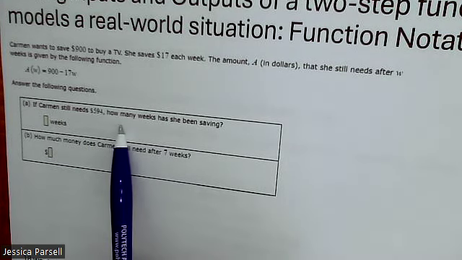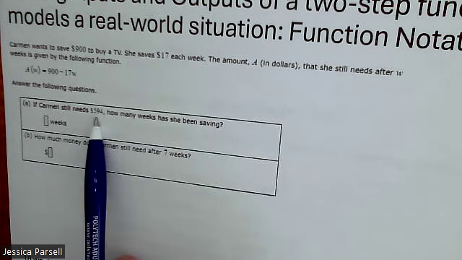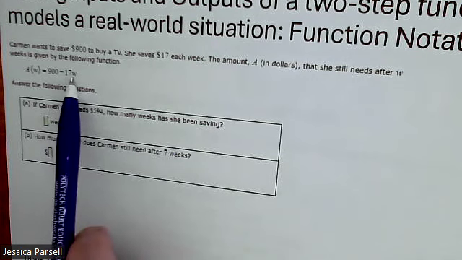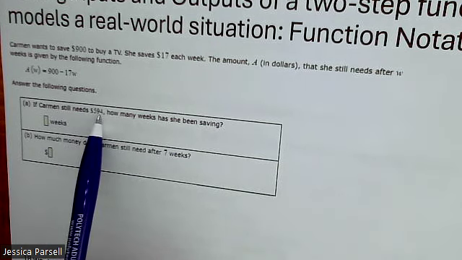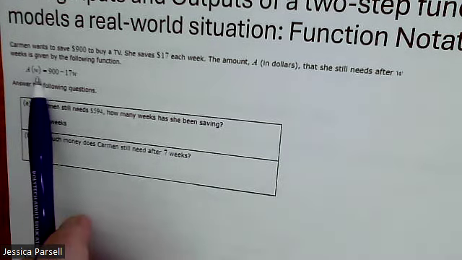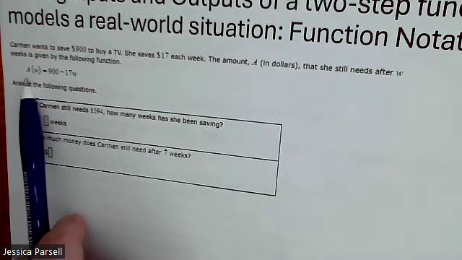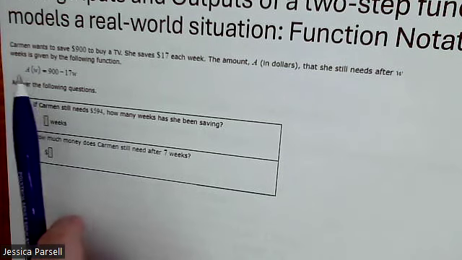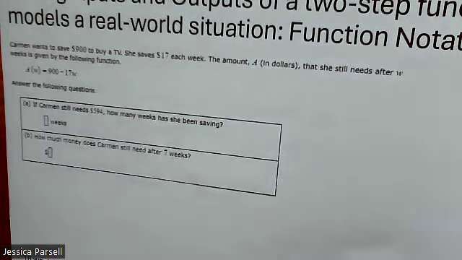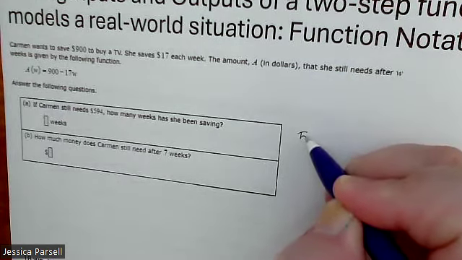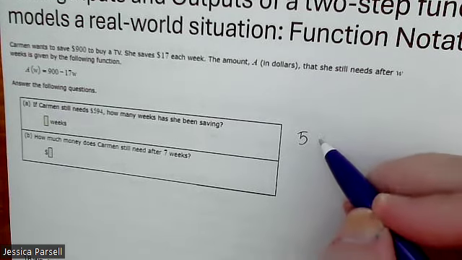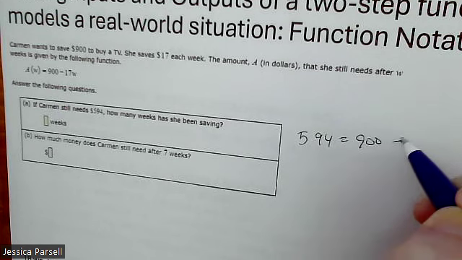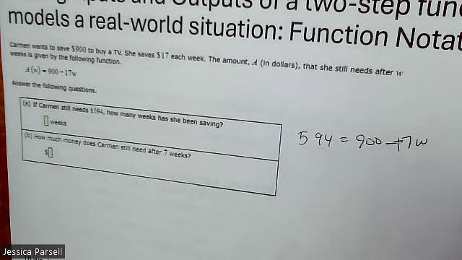Okay, let's try doing the first one first. If Carmen still needs $594, how many weeks has she been saving? Well, we need to know what W is, so let's put 594 in for A of W. That's going to be the amount of money that she still needs after a certain amount of weeks. So we'll solve for W and figure out how many weeks she has been saving already. So 594 equals 900 minus 17W.